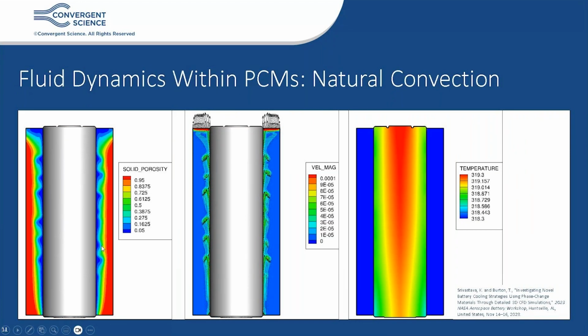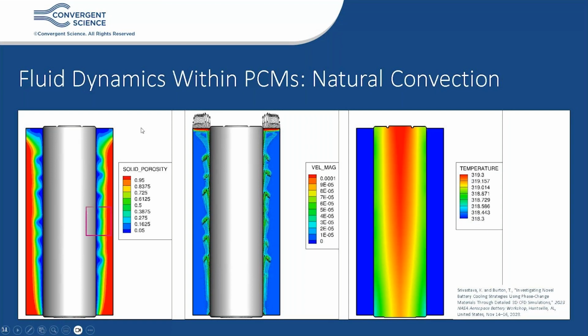The melted liquid starts to rise up due to buoyancy effects, and that's why capturing natural convection or buoyancy effects is important for this problem. This leads to non-uniform consumption of phase change material and non-uniform temperature distributions in the battery, which is important for engineers to consider when they start to design such cooling systems, especially for large systems. You want to make sure that the phase change material is being effectively or efficiently utilized.